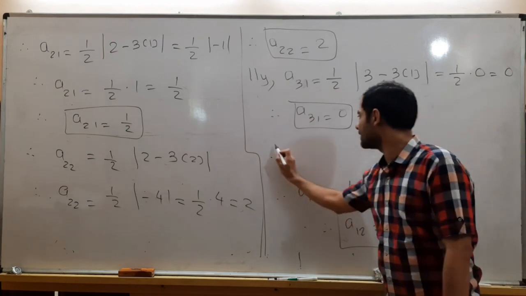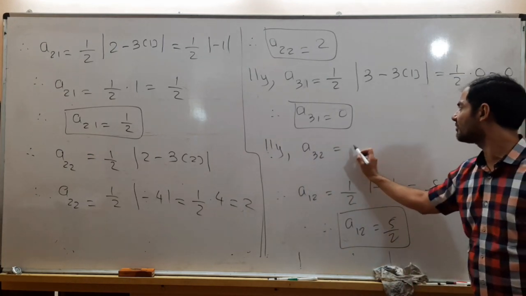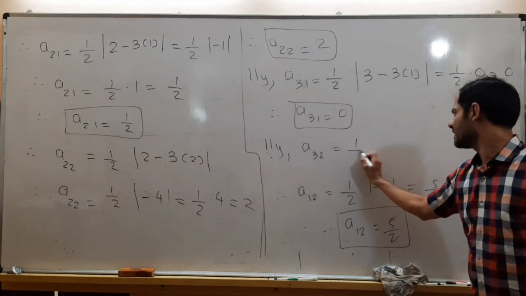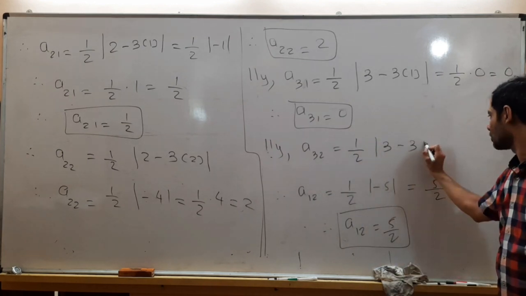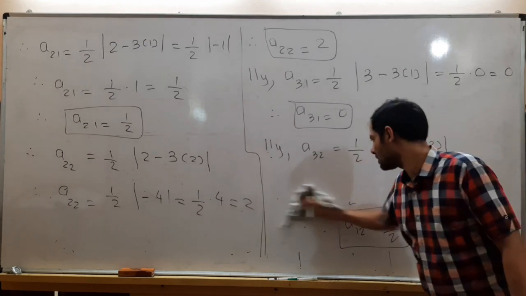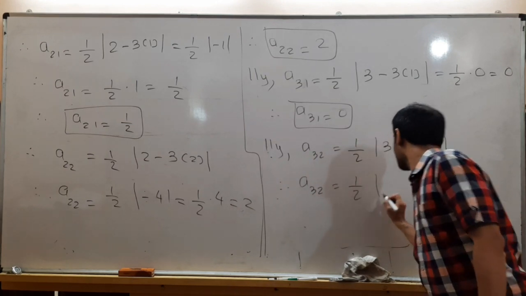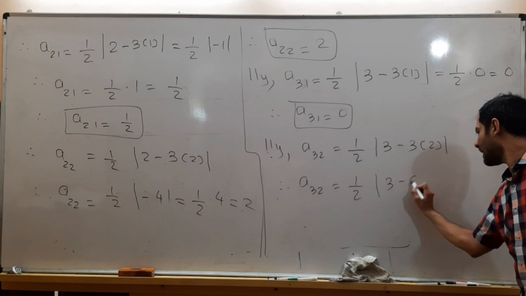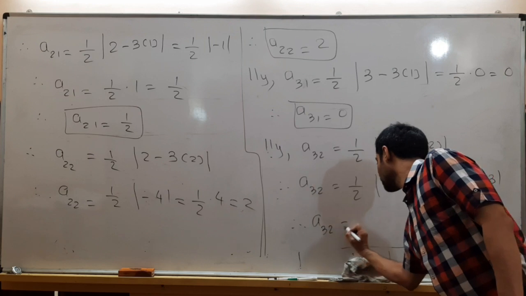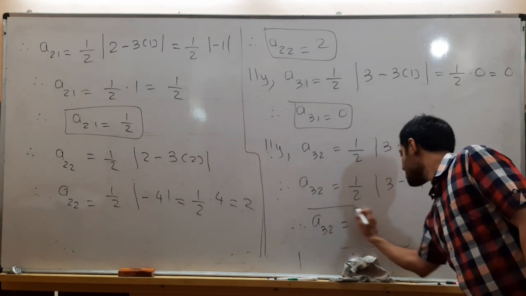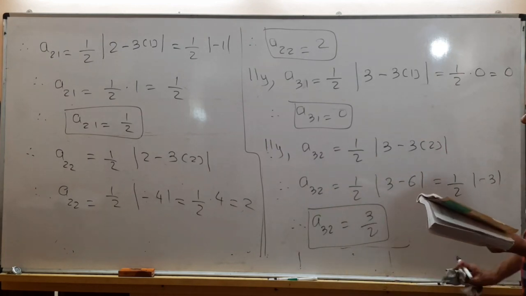And the last one is A32. Similarly, A32, the formula is half into mod of I minus 3j. So half into mod of I minus 3j. I is 3 minus 3 into 2. So what will be the final answer? A32 is half into mod of 3 minus 3 twos are 6. So 3 minus 6. Half into mod of minus 3. So A32 will be 3 by 2. Well, that is also correct. So all of the values are correct.